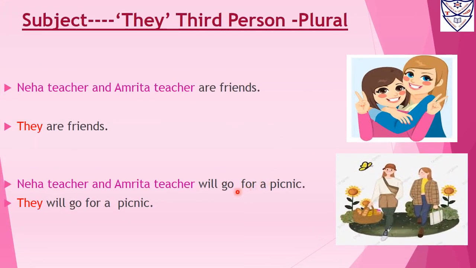Now we are talking about more than one person or more than one thing. At that time we will use the word they. Neha teacher and Amrita teacher are friends. So how will I say? We will say they are friends. We are talking about somebody else. They are friends. Neha teacher and Amrita teacher will go for a picnic. So how will we say? They will go for a picnic. We are talking about somebody else, and they are more than one. They are plural. So we are using the word they. Let's see some more examples.